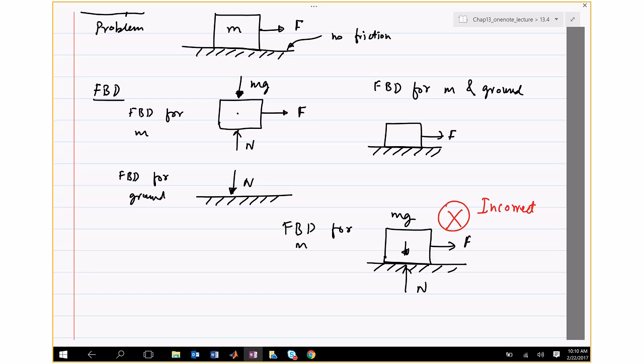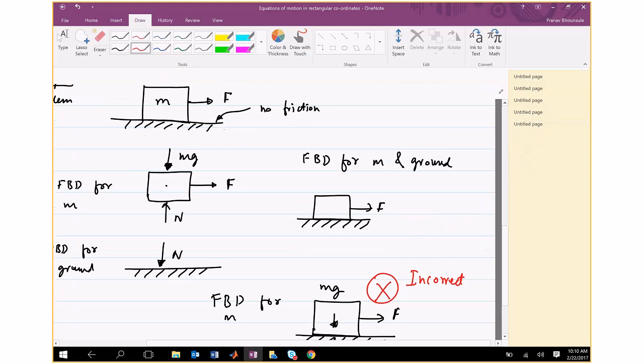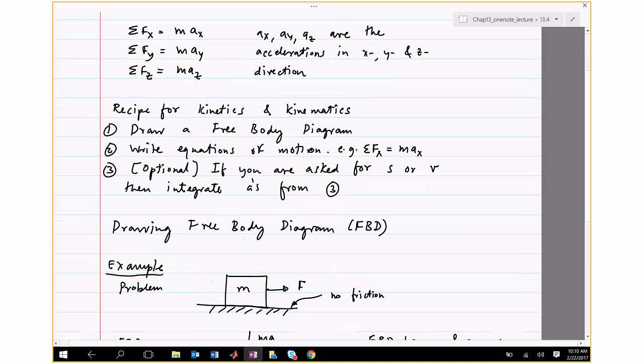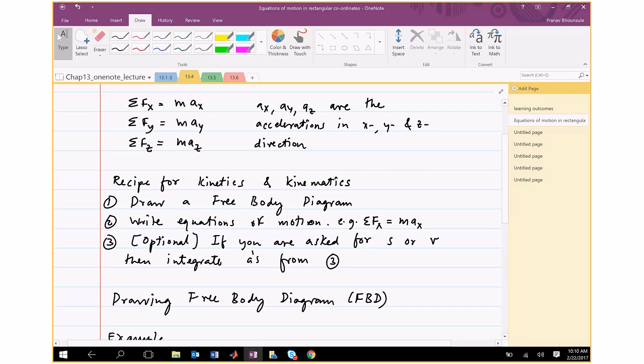So what we'll do today is essentially follow this recipe. Okay, draw free body diagram, write equations of motion, and solve for kinematics as needed. Any questions on this? Okay.